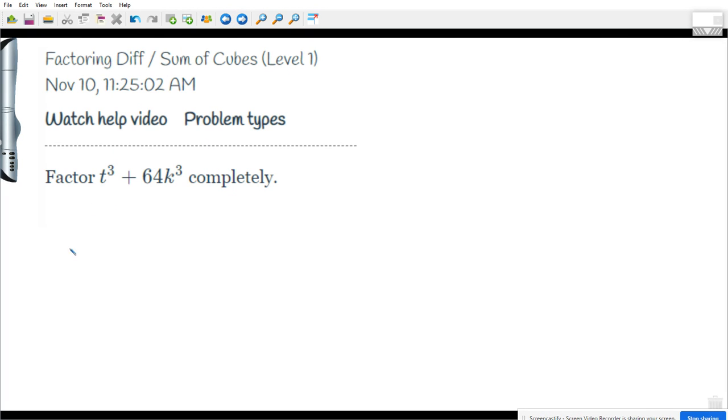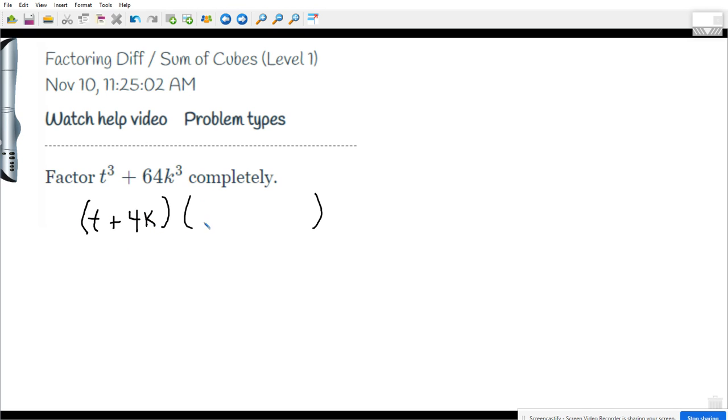Okay, I've got t cubed plus 64. Again, it's going to factor to a binomial times a trinomial. I'm going to take the cube root of t cubed, which is just t. Keep the same sign. Take the cube root of 64k cubed, which is 4k.